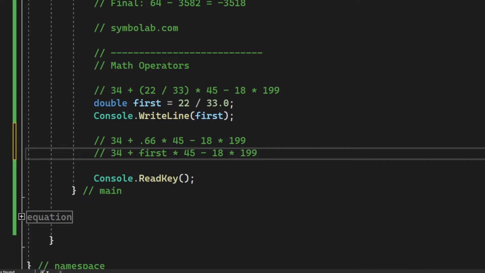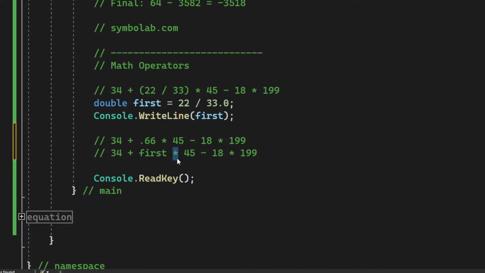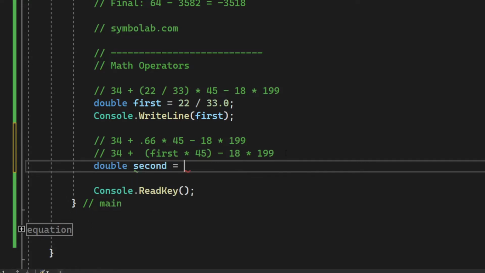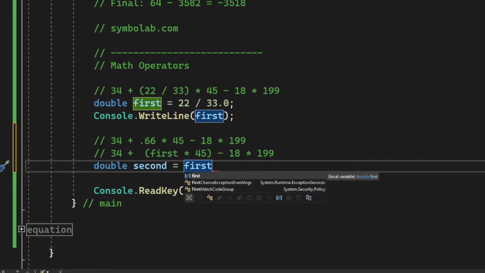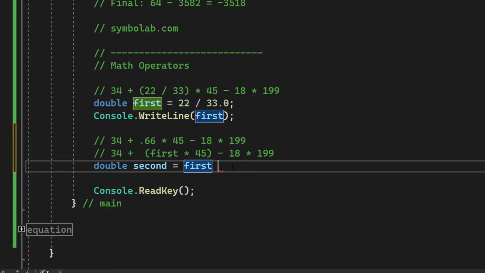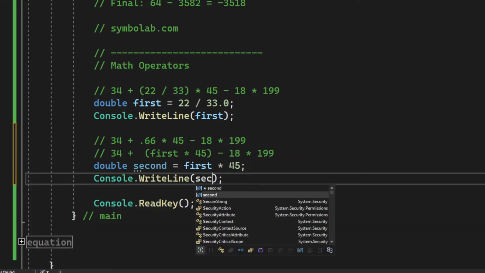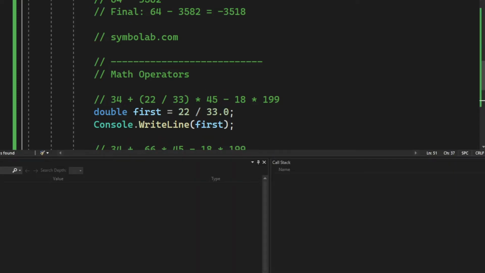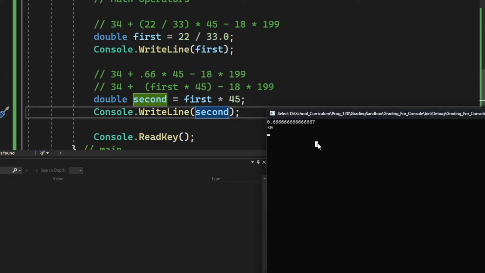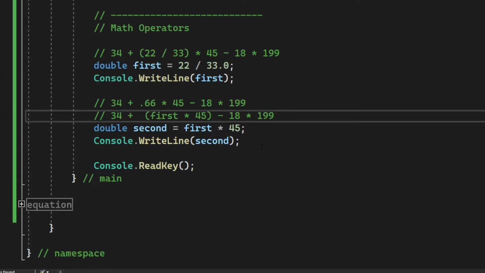So that's good. So now, again, we have our multiplication here. And so now our next step is going to be multiply first times 45. So we're going to come down here, we're going to do double second equals first. Yes, we are quite literally using this variable because this took care of this math right here. And so now we're transposing that answer into our next variable. So first times 45. Let's check the result here. So we're going to do second, run our code. We see it's 30. That's exactly what we wanted here. So far so good. We know our math's adding up.